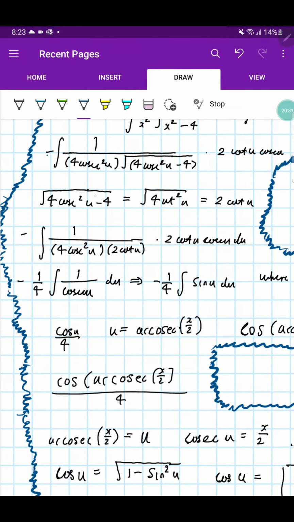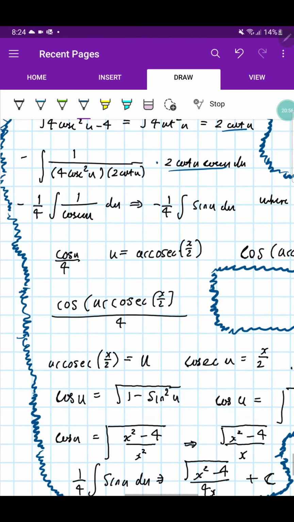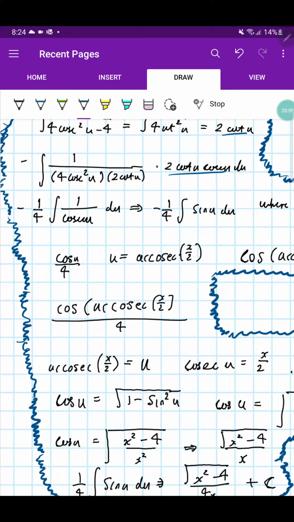Now we know 4 cosec squared u minus 4 is 4 cot squared u by using the identity. So the square root of that would give you 2 cot u. So plugging that back into here, we get minus the integral of 1 over 4 cosec squared u multiplied by 2 cot u, and we multiply it by our dx, which is 2 cot u cosec u du. Now, if we manipulate this, the 2 cot u will cancel, and the cosec u will reduce this power by 1.